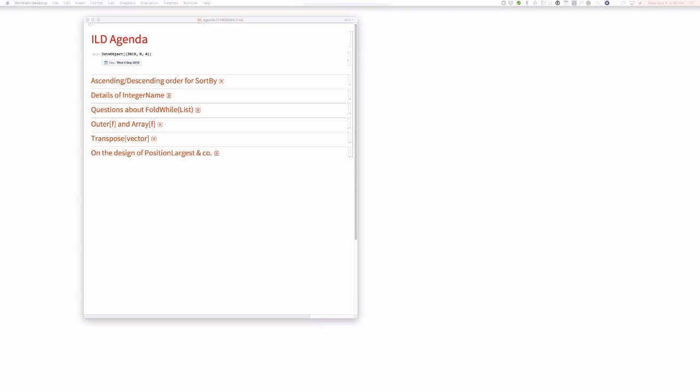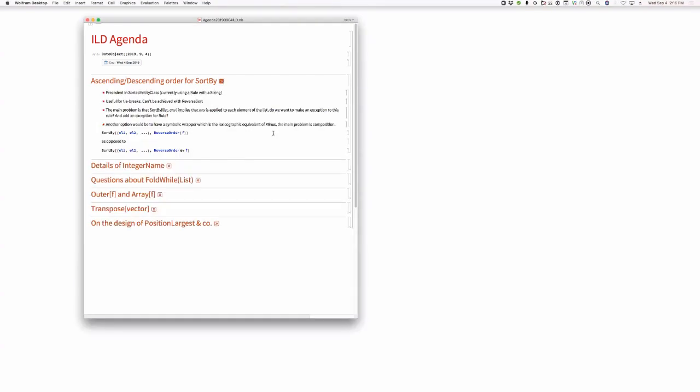Okay. All right. For people joining the live stream, this is a continuing discussion about incremental language development for Wolfram Language. And we have a variety of topics today. Okay. Ascending and descending order sorting for sort by.